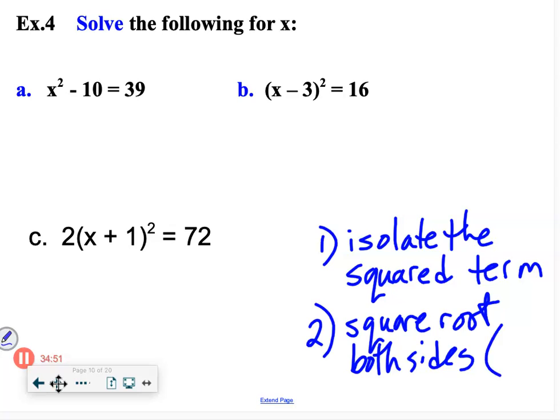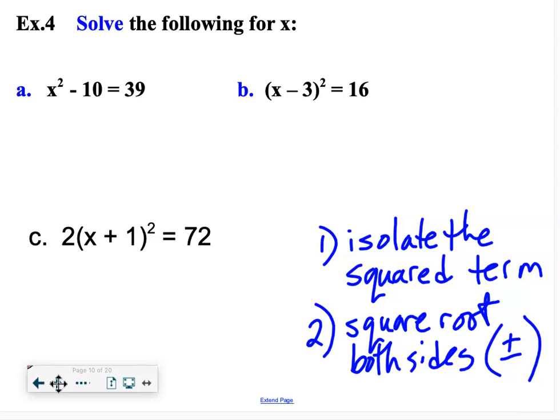And don't forget the plus or minus. So we're going to walk through this, okay? We're going to get a squared term by itself, and then we're going to take a square root of both sides. I am going to show you why this works in just a second. But for this first one, in order to get the squared term by itself, what am I going to have to do first?